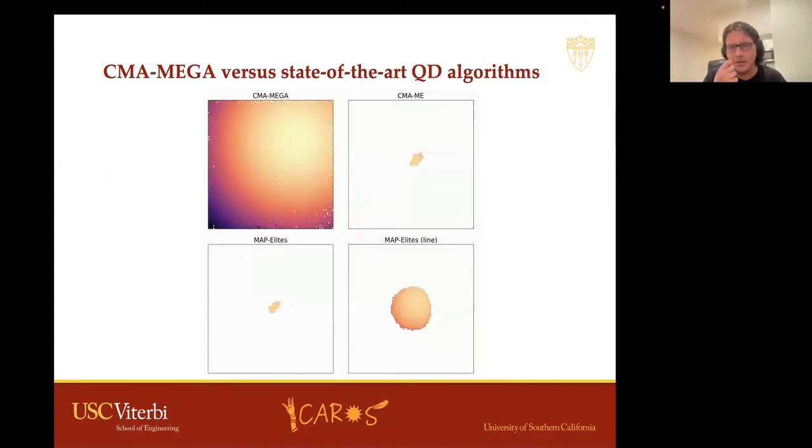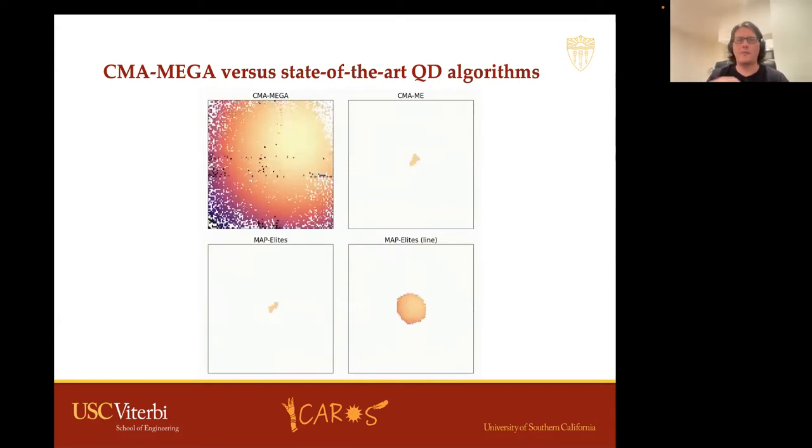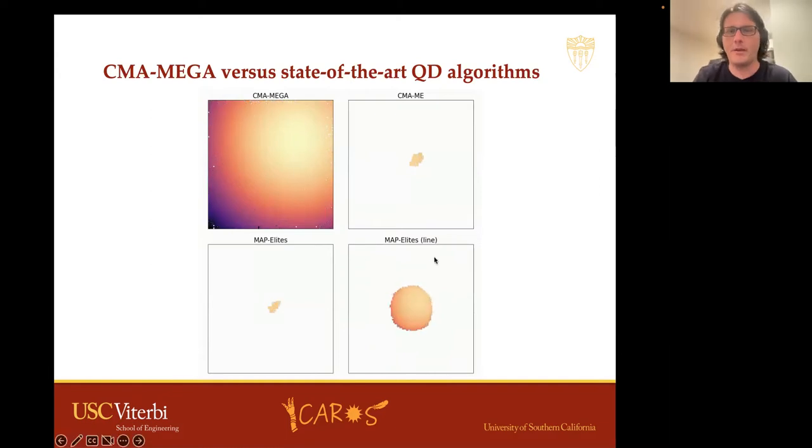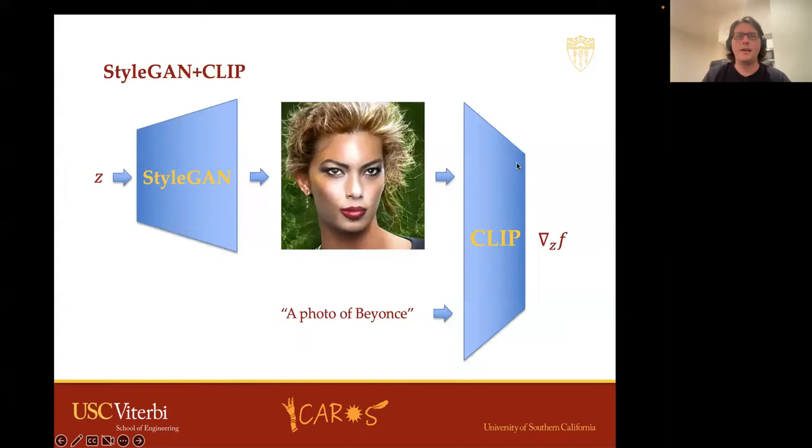And so if we run CMA-MEGA, we see it fills the archive much more efficiently. This is a benchmark problem on a high dimensional search space. And we see that it covers the archive much more efficiently than CMA-ME, MAP-Elites weights, or MAP-Elites line. So a very big improvement on the state of the art in QD if we have access to these gradients.